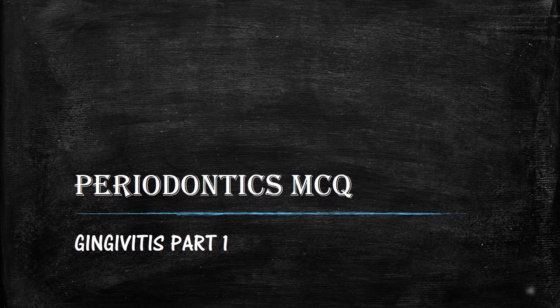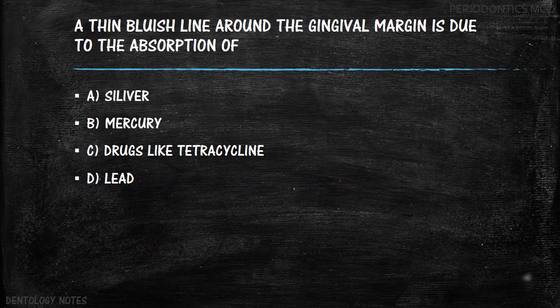Hi guys, in this video we are going to discuss multiple choice questions in gingivitis. A thin bluish line around the gingival margin is due to the absorption of: A. Silver, B. Mercury, C. Drugs like tetracycline, D. Lead.